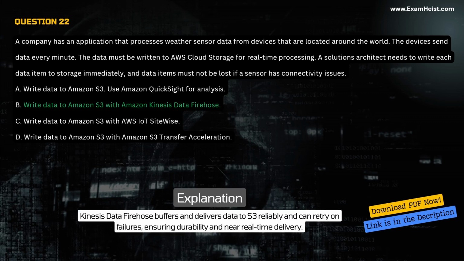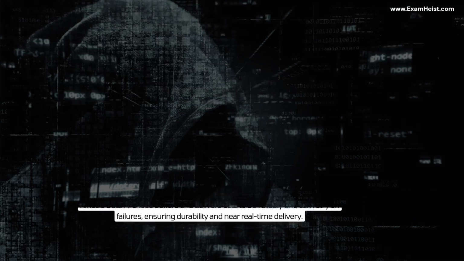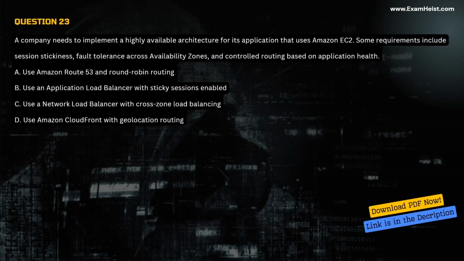Explanation: Kinesis Data Firehose buffers and delivers data to S3 reliably and can retry on failures, ensuring durability and near real-time delivery. Question 23. A company needs to implement a highly available architecture for its application that uses Amazon EC2. Some requirements include session stickiness, fault tolerance across availability zones, and controlled routing based on application health.